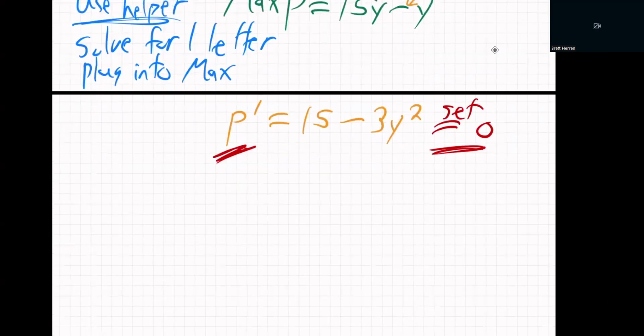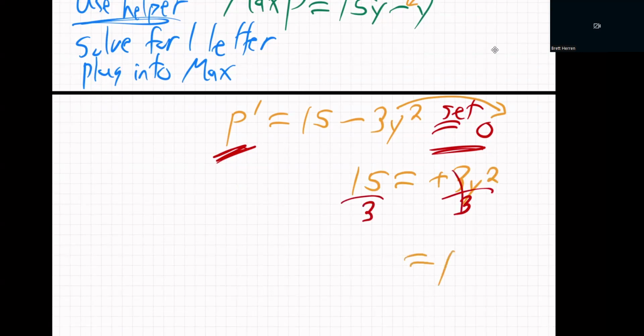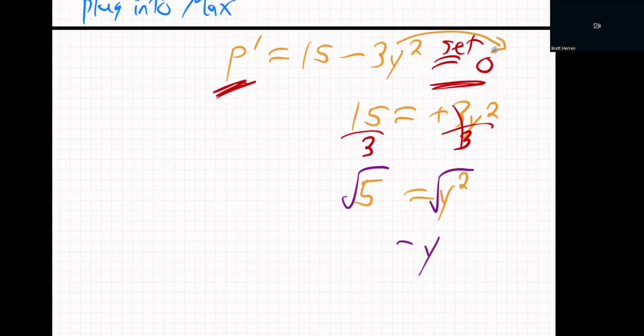Okay, now how am I going to solve this? I'm going to jump this guy to the other side. So 15 will equal positive 3y squared, and then divide by 3. Boom. Y squared is 5. Root it. Y is the root of 5.